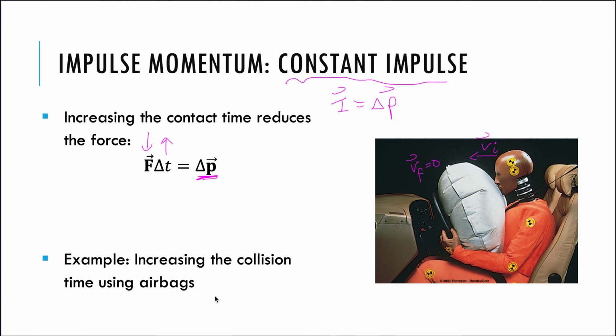Another example that I like to show is a car driving into a haystack versus a brick wall. Which one would you rather drive in, right? Would you rather drive really fast into a haystack or into a brick wall? Well, if you drive into a haystack, it's going to take longer to stop. You've increased that contact time. That means you have reduced that force. Versus when you hit a brick wall, your contact time is very short, and that means that your force is very big. Let's look at examples in the next video.